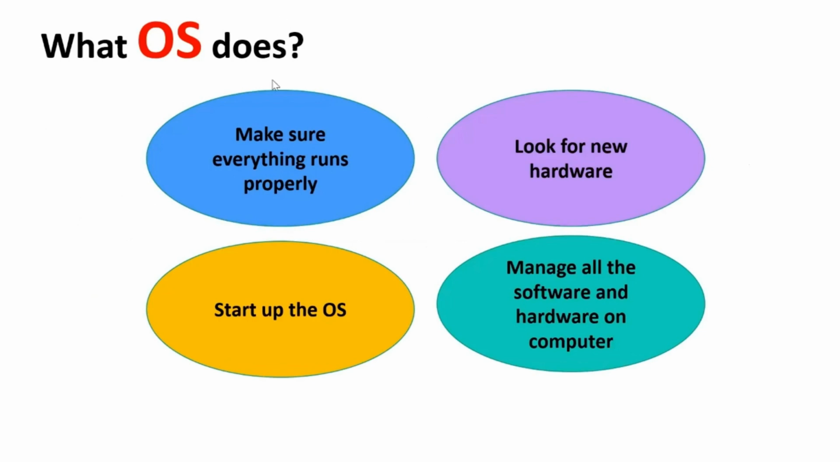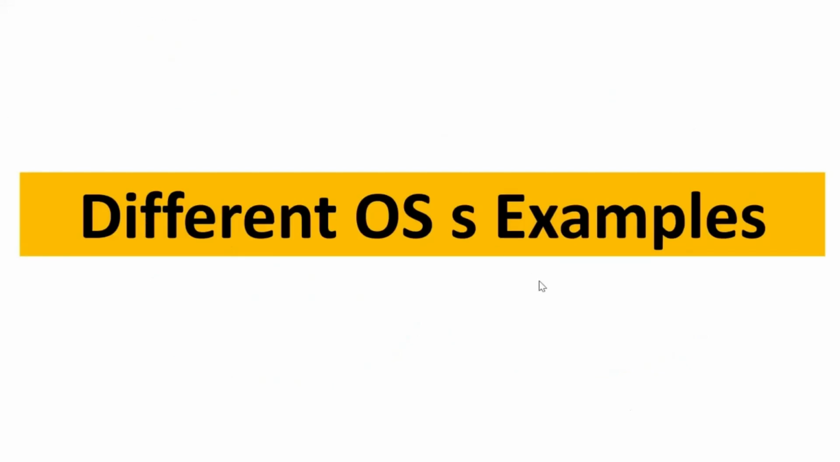And here we have another one. What does the operating system do? It makes sure everything runs properly, right? All the hardware, all the software and the liveware run properly, and it looks for new hardware. Once you have all these things, it will start up the operating system. And then it manages all the software, hardware and liveware on the computer. It is like the summary slide we discussed earlier.